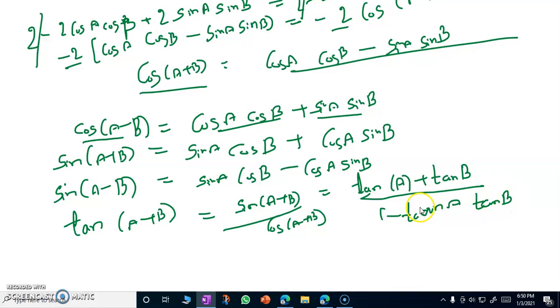Okay, practice this formula and be thorough with the theorem. We shall meet in the next video with the examples based on compound angles. I hope you have understood the theorem. Theorem is very important for your examination purpose, so you practice the theorem.